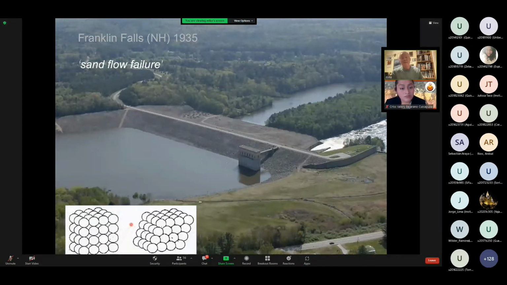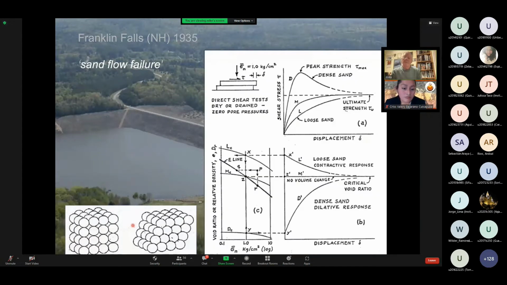And that is what they set about exploring with a bunch of shear box tests. And what they discovered was if you had a dense sand, it dilates and you get a very strong stress strain curve. If you have a loose sand, it's a very soft stress strain curve. If you plotted it in terms of void ratio, the dense one would dilate, the loose one would contract, but it all went to the same void ratio in the end.